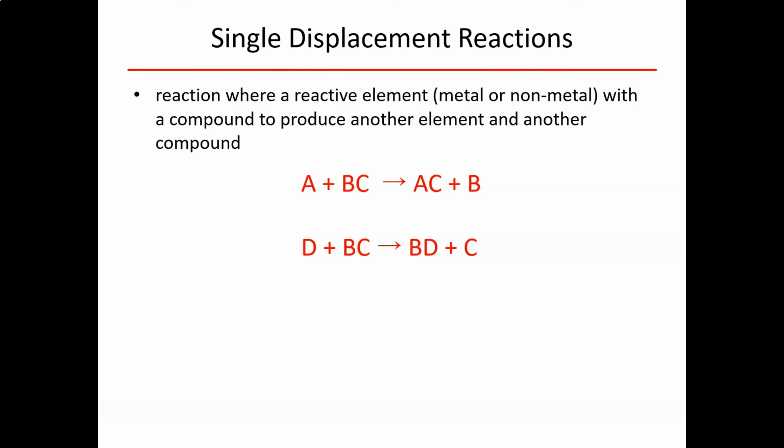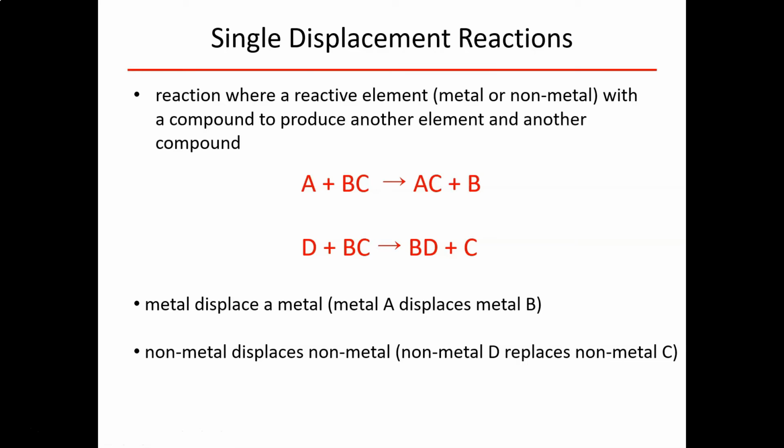A single displacement reaction is one where a reactive element will displace or knock out another element from a compound. And we have two examples here. Generic forms: A plus BC forms AC plus B, or D plus BC forms BD plus C. The key to remember is that a metal displaces a metal. So metal A will displace metal B. Or a nonmetal displaces a nonmetal. Nonmetal D will displace nonmetal C.